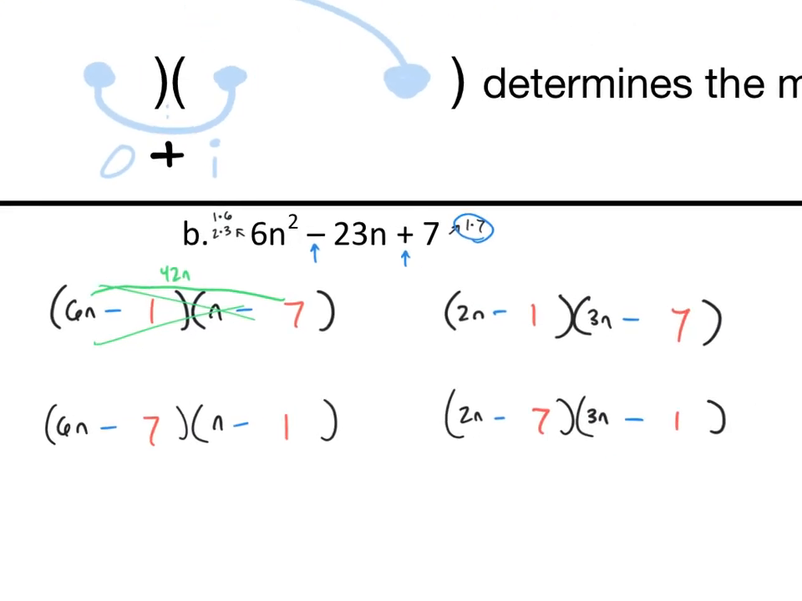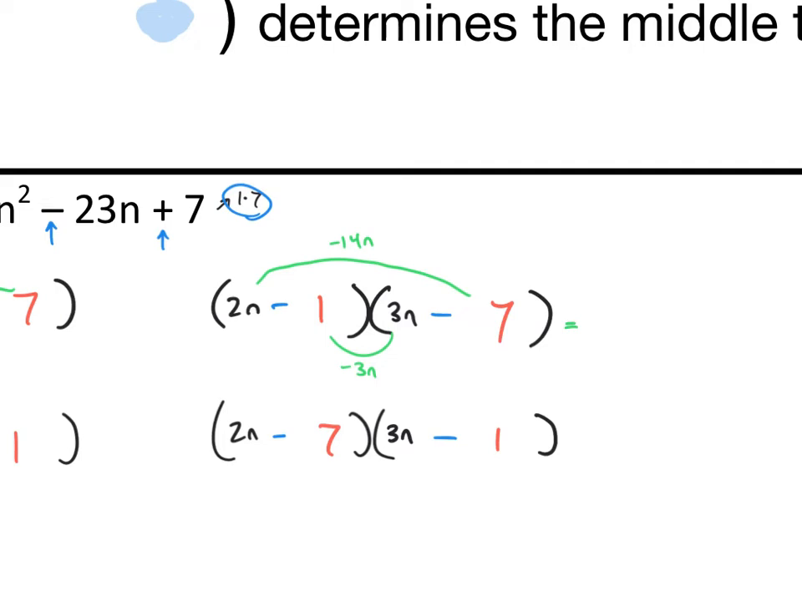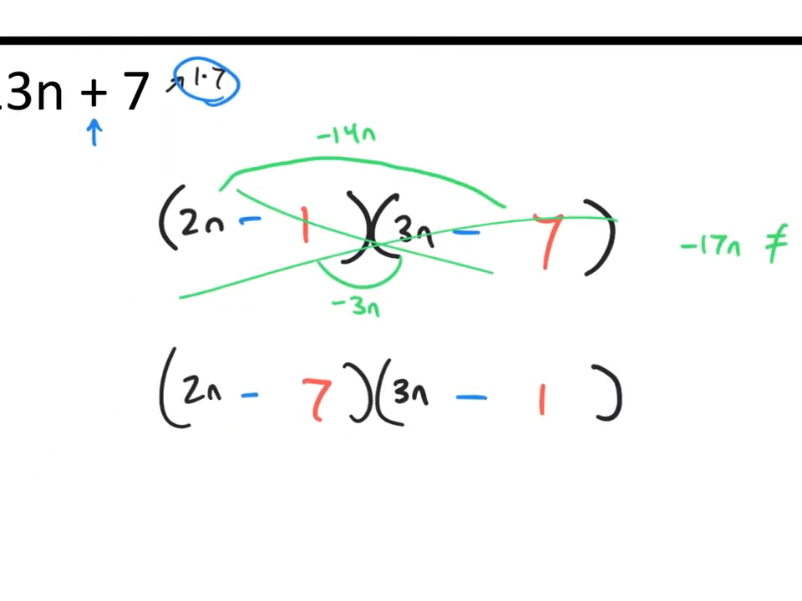Let's check some of these ones over here. 2n times the negative 7 is a minus 14n. Negative 1 times 3 is a minus 3n. So those will go together to give me a negative 17n. That doesn't match what we were looking for. And I really shouldn't have put an equal sign here. That does not match what we were looking for. Our middle term was supposed to be a negative 23. So it's not this one.